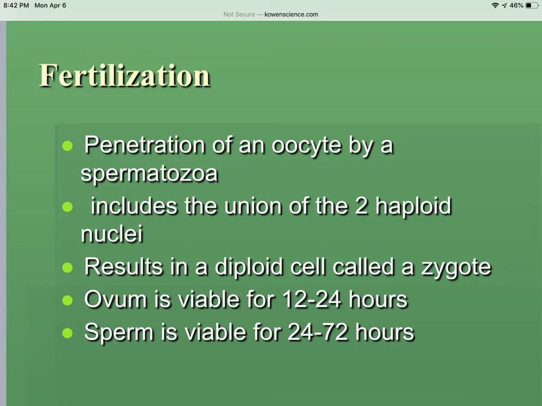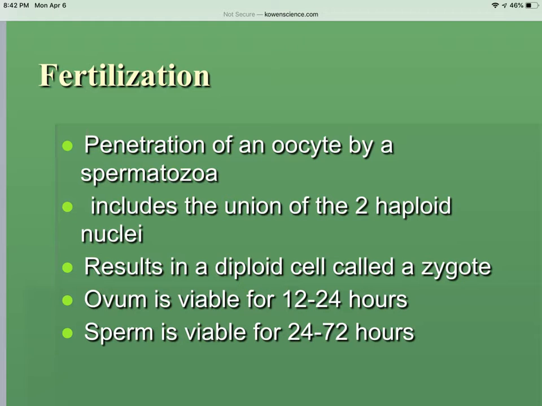Fertilization is the penetration of the oocyte by the spermatozoa. So it includes the union of the two haploid nuclei. Haploid means the sperm carries 23 chromosomes, or half the chromosomes, and the egg carries 23 chromosomes, or half the chromosomes. When they unite, they make a diploid cell called a zygote. Diploid means it has the complete chromosome number, or 46.